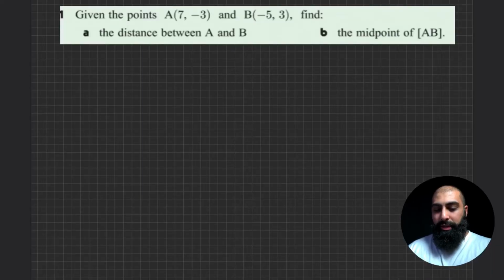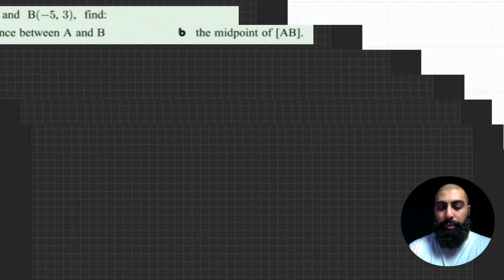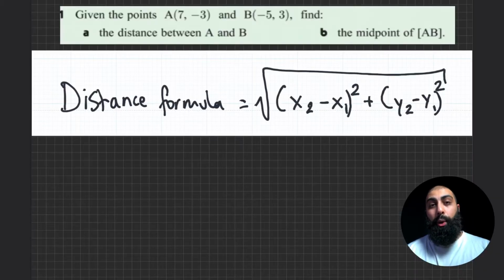Question 1 says, given the points A (7, -3) and B (-5, 3), find the distance between the points. What I want you to do is find the distance between the points using the distance formula. So pause the video and work it out for yourself, and then I'll show you the solution.